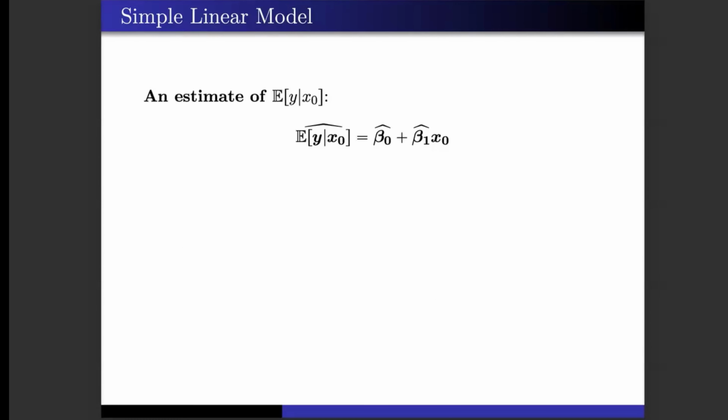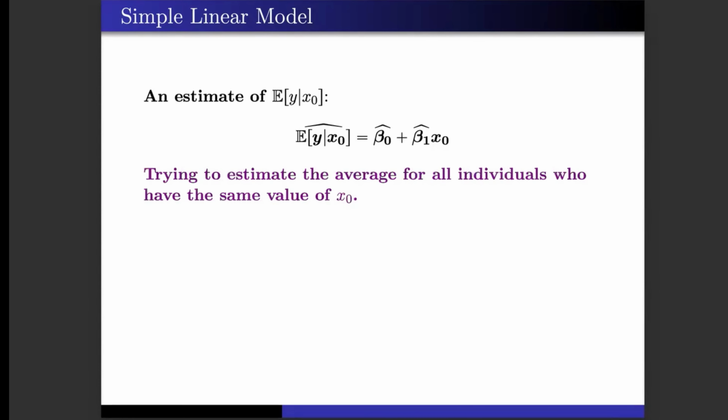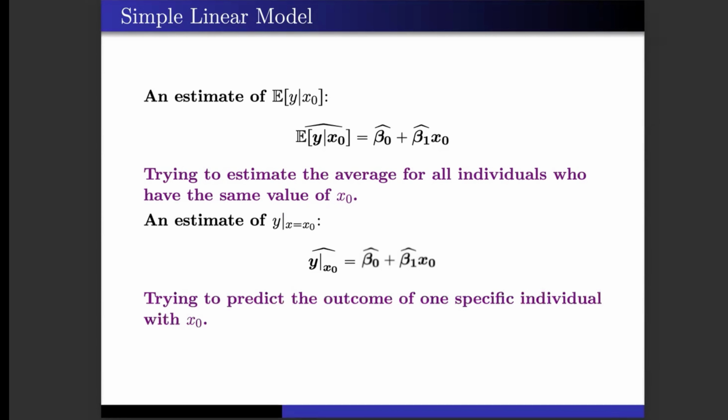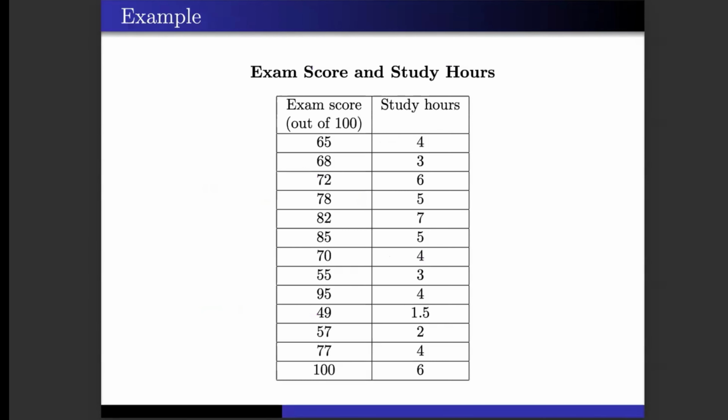An estimate of the expected value of y given x naught is equal to beta naught hat plus beta 1 hat x naught, where we are trying to estimate the average for all individuals who have the same value of x naught. And an estimate of y for some value of x naught is equal to beta naught hat plus beta 1 hat x naught. But here we are trying to predict the outcome of one specific individual with x naught. Then what is the difference between these estimates?